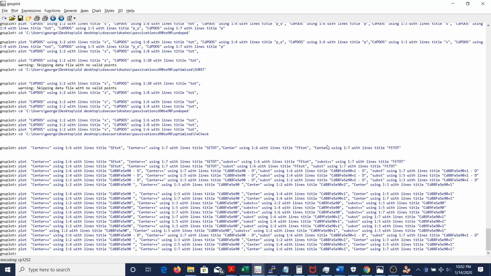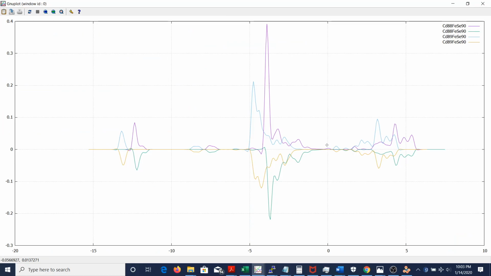Now, I'll compare the substitution without a vacancy, but the neutral one. So I'm comparing both neutral structures. And I'm starting off with the S. So this is cadmium selenide with a vacancy and iron, but neutral. This is cadmium selenide with iron substitution, but neutral.